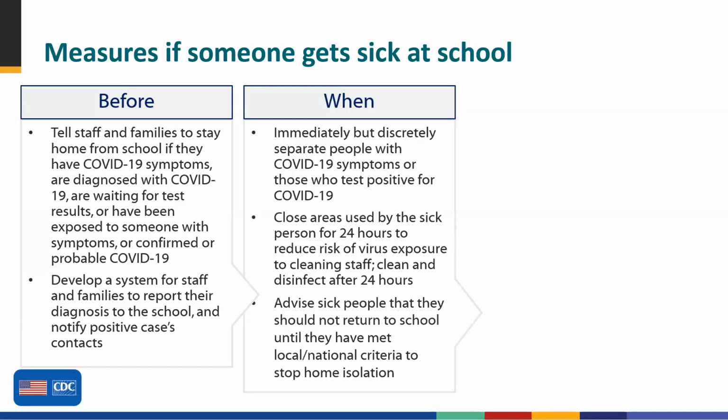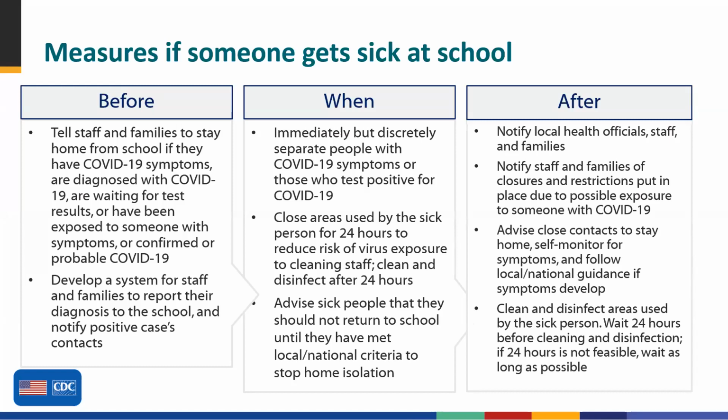If there is a positive case or someone with symptoms at school, the first step is to immediately but discreetly separate the person. Any areas that have been used by the person should be closed for 24 hours for cleaning, and the sick individual should be advised not to return to school until they have met local or national criteria to stop isolation.